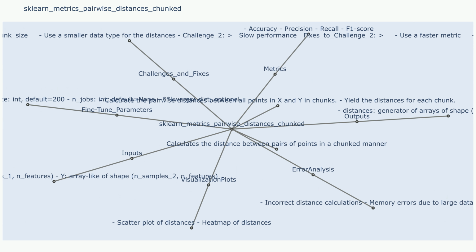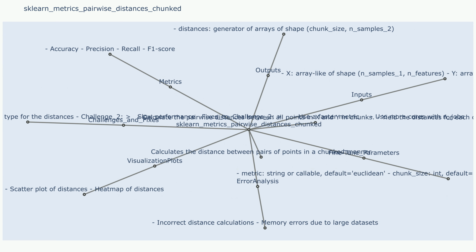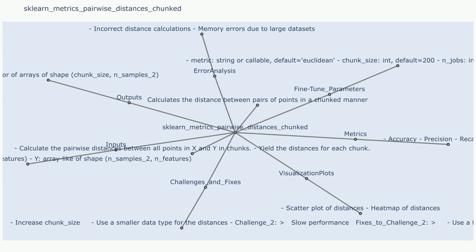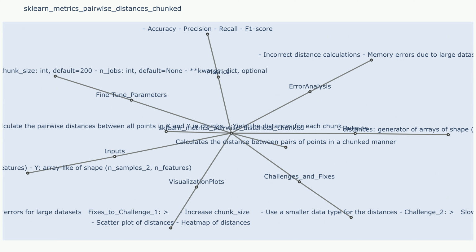Challenges and fixes. Challenge 1: memory issues when handling very large datasets. Sample use case: computing pairwise distances between millions of samples, resulting in a distance matrix that is too large to fit in memory. Fixes: increase the chunk size to reduce the number of chunks processed at once. This can be done by adjusting the chunk size parameter. Consider using a sparse matrix representation for the input datasets to minimize memory usage.